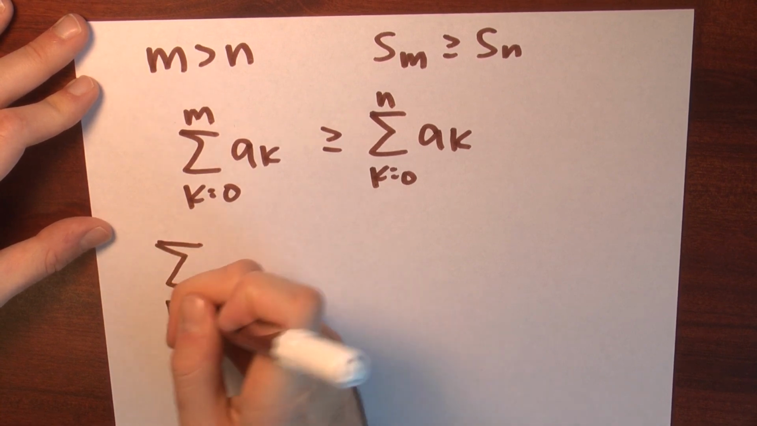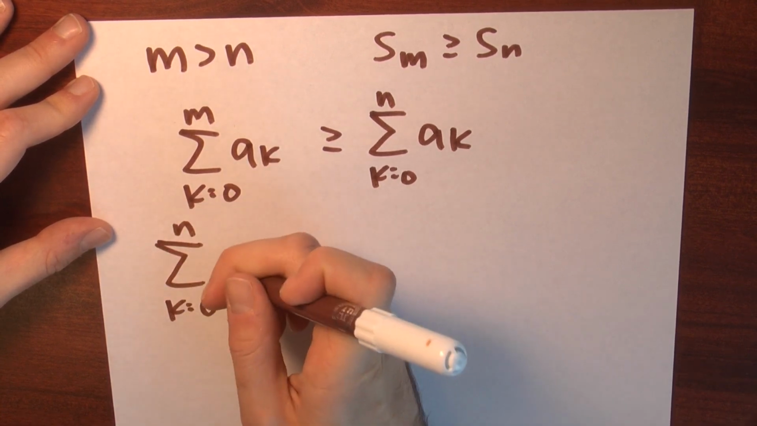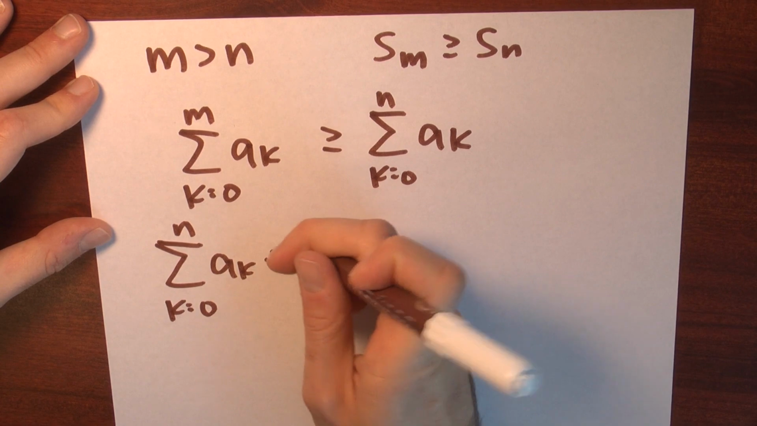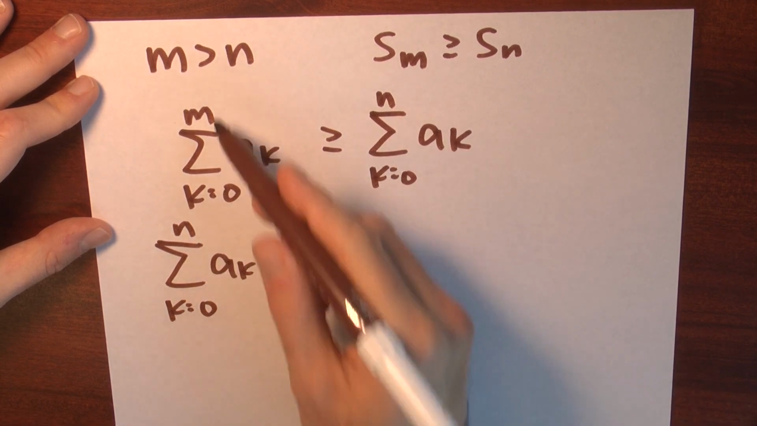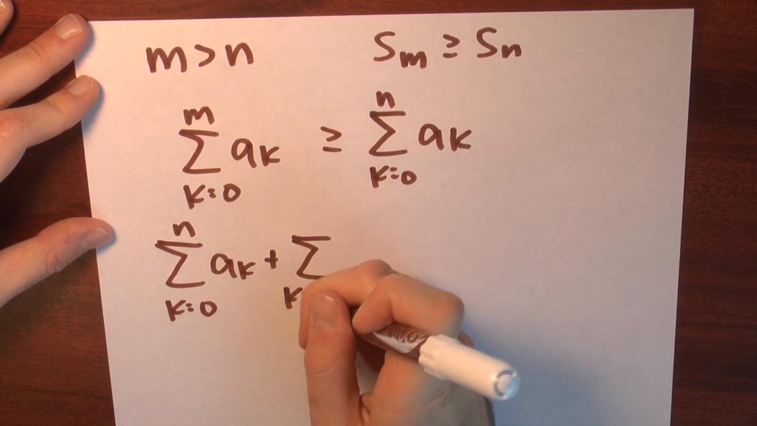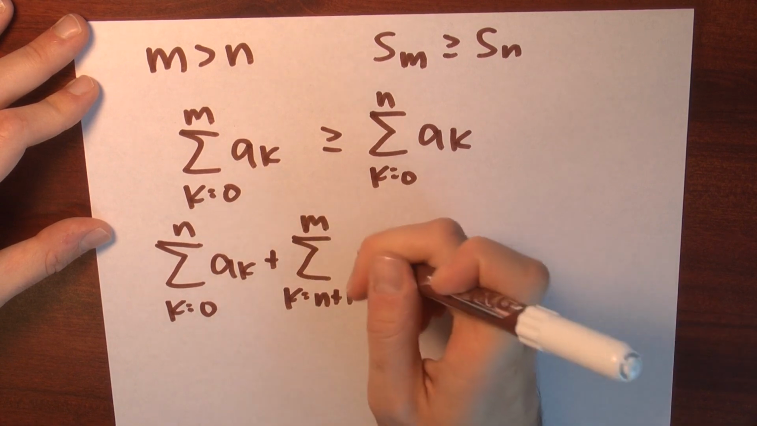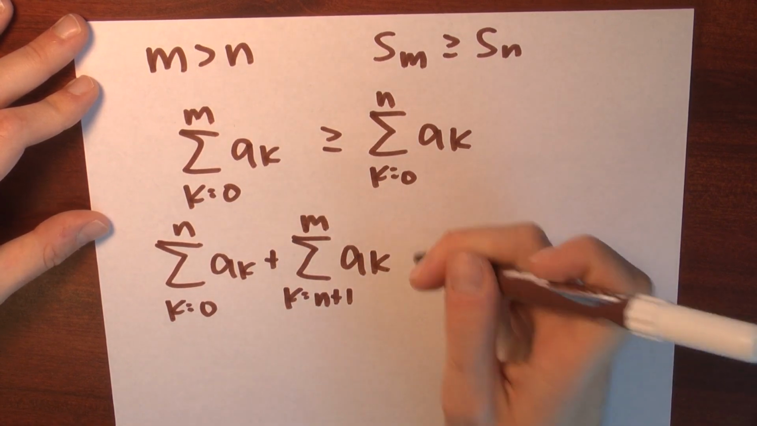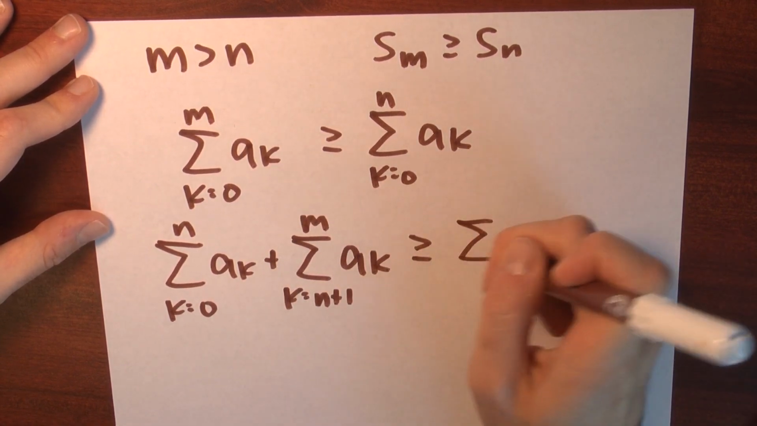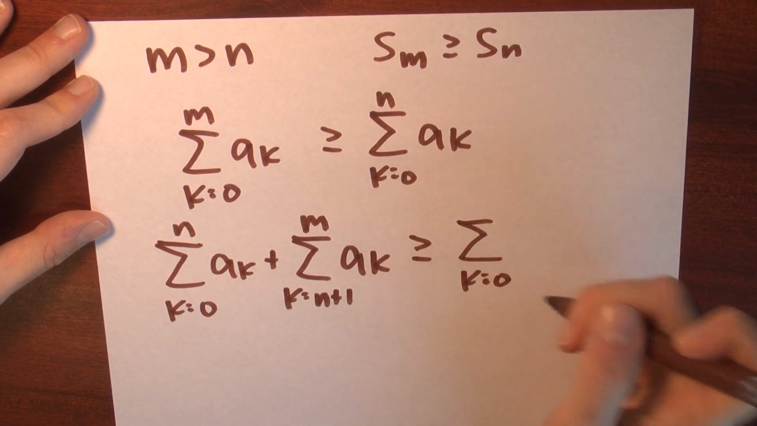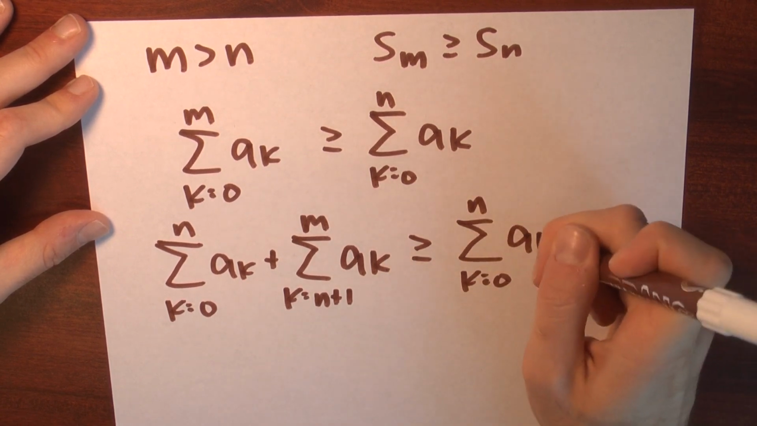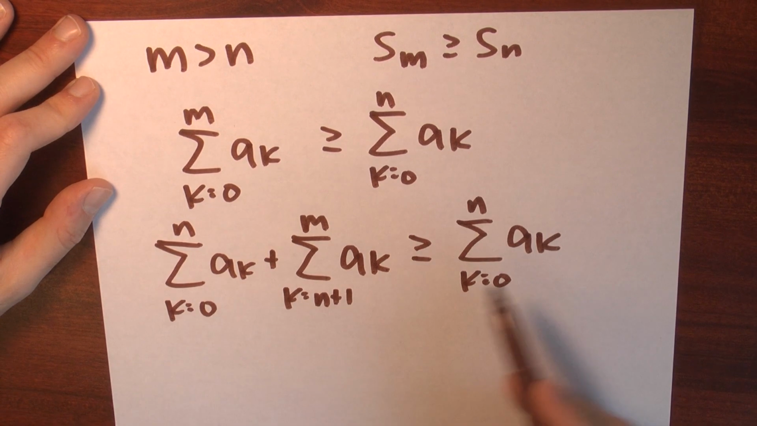This is the sum k goes from 0 to n of a sub k, plus the terms between n plus 1 and m. So k goes from n plus 1 to m of a sub k. And that's at least as big, I hope, as the sum k goes from 0 to n of a sub k. Now why is this true?